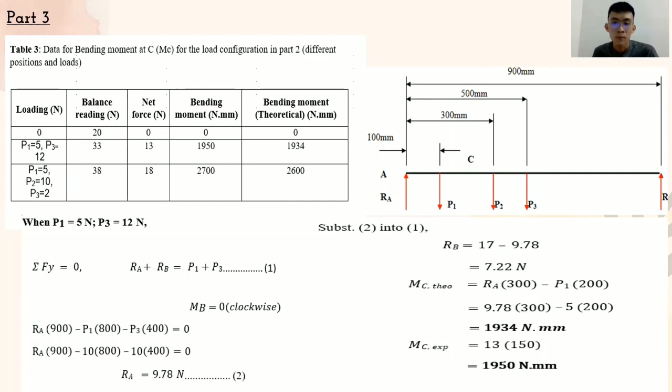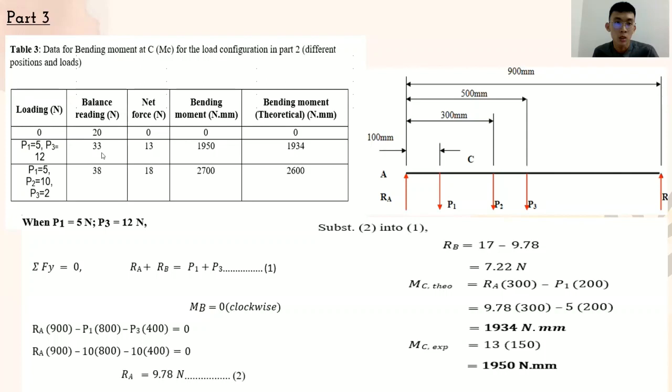1934 Newton millimeter. To calculate the experimental value for bending moment at C, from the table, we can see when the loading is 5 Newton for P1 and 12 Newton for P3, the balance reading is 33 Newton and the initial reading will be 20 Newton.